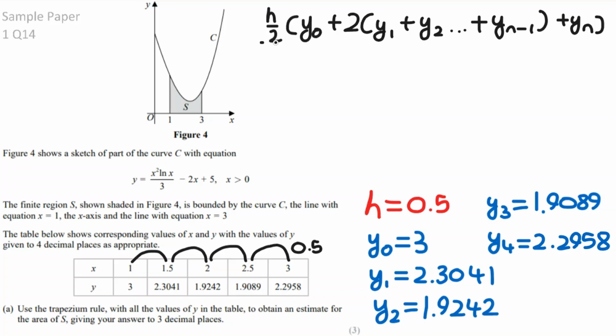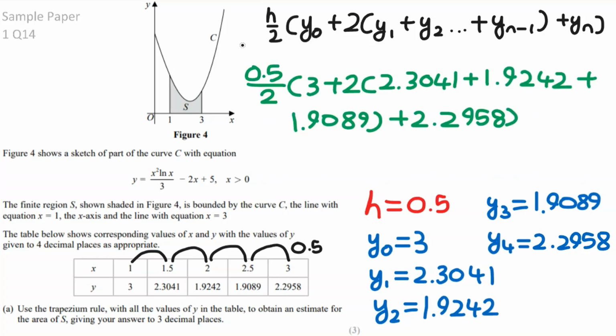values in. So it's going to be 0.5 over 2, then it's going to be y0, which is 3, and then plus 2, and then y1, y2, and y3, and then finally y4 here. And then if you put this into your calculator, you get out a value. It wants it to 3 decimal places. You get out a value of 4.393.